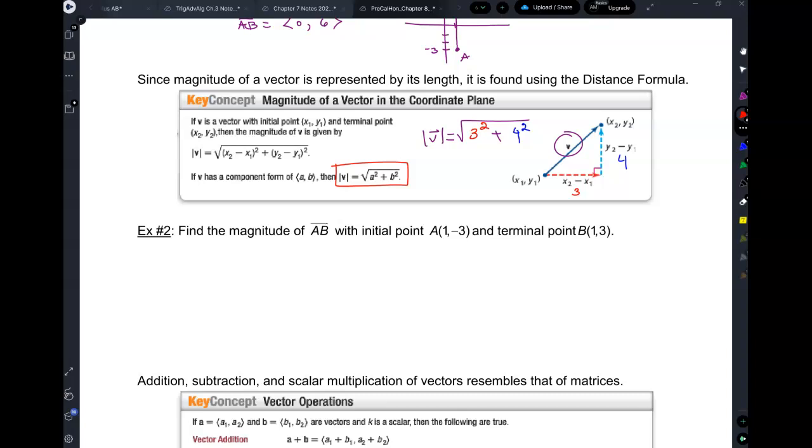What does that remind you of? What formula, aside from the Pythagorean theorem? Distance formula. That's exactly the distance formula.